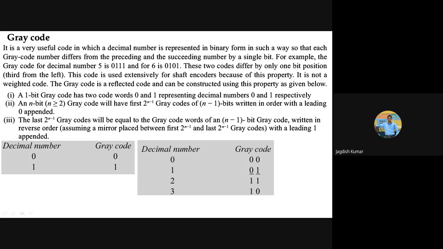Let me write down the first two numbers. 0 is equal to 0, 0, 0, 0 in the 4-bit number system, and 1 is equal to 0, 0, 0, 1, because only one bit is changed. Here, if you notice, only the least significant bit is changed. So what should be 2 in gray code?